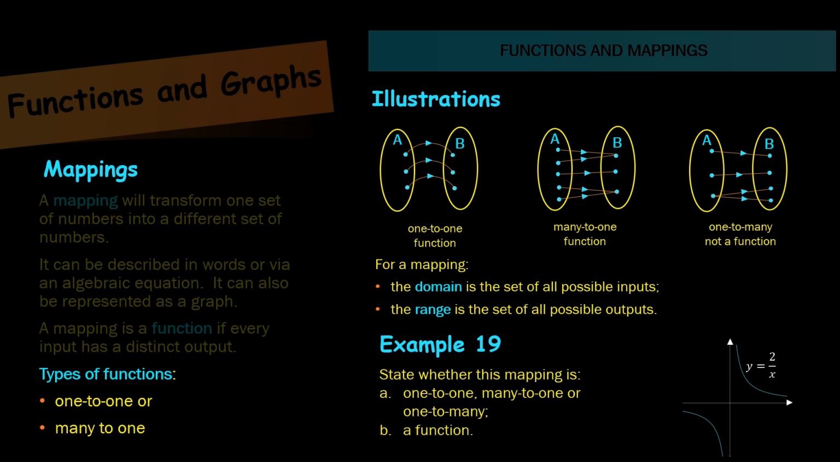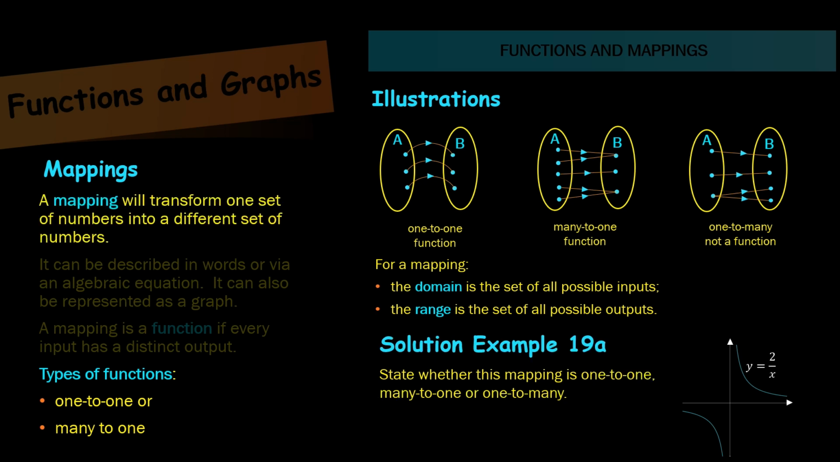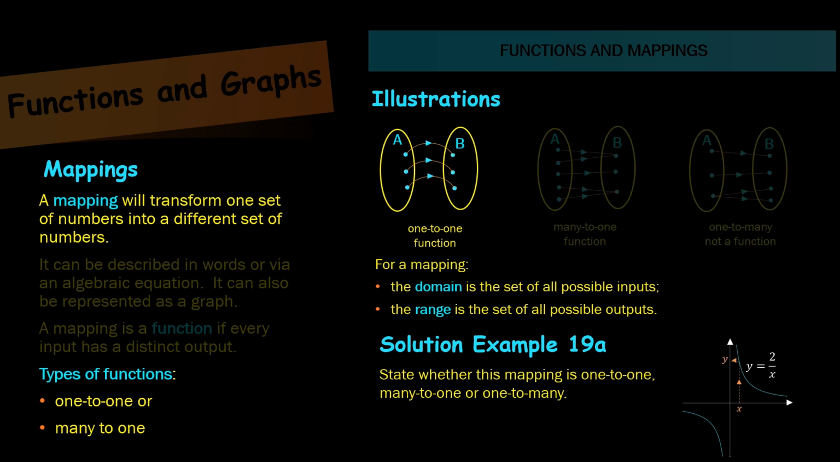So let's solve part A first. What is this type of mapping in particular? Notice that each value of x is mapped to one value of y. Therefore, the mapping is one-to-one.